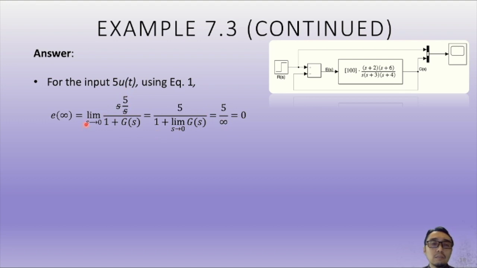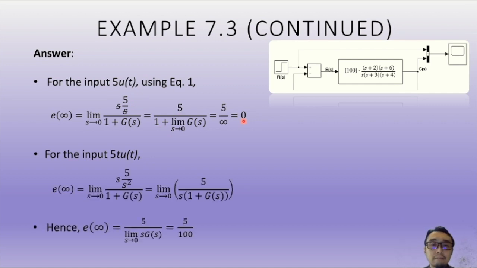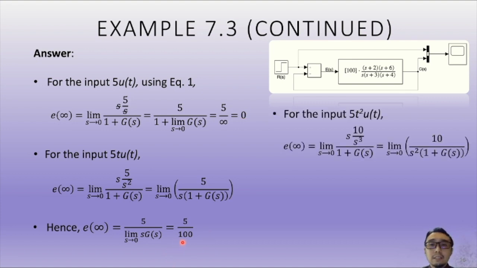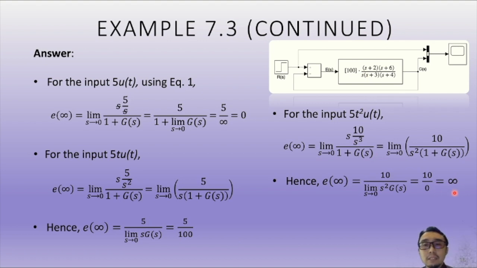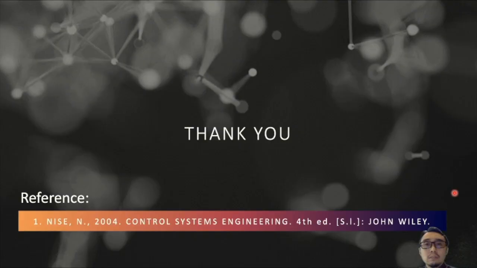So for the case of the step, you would have 0 steady state error. For the case of the ramp, you would have 5 over 100, so that's a constant. And for the case of the parabolic, you can see that G(s) has s to the power of 1, so here it should be constant and here should be infinity. Infinity, as predicted from the equations before.